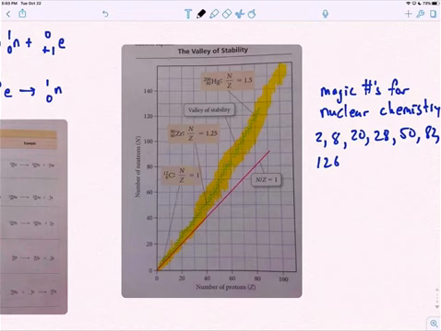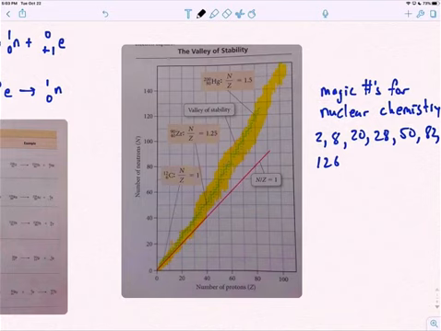If you remember from chemistry, we have the magic numbers, the noble gas configurations, where the electrons are very stable. There are magic numbers for nuclear chemistry as well: 2, 8, 20, 28, 50, 82, and 126. Of these, the most magic number is 28, so 28 is extremely stable for protons and neutrons.